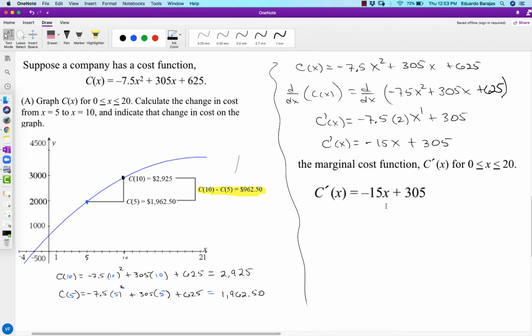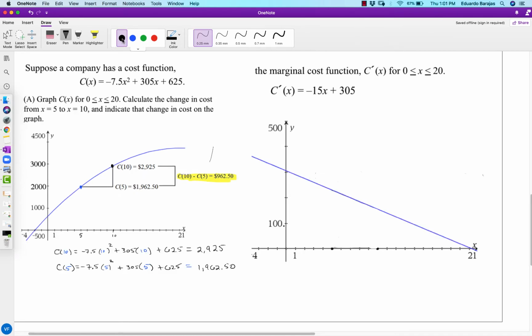So just like before, now let's think about graphing this. So let's find the graph of this. It's going to be a linear equation, of course, with a negative slope, negative 15 slope, and a vertical intercept point of (0, 305), right? If we let the input value be 0, the output is still going to be 305. So this is what the graph looks like. Okay, so here is the graph of C prime of x. We know it's a straight line. It's a linear equation with a slope of negative 15, and it crosses the vertical axis at (0, 305).